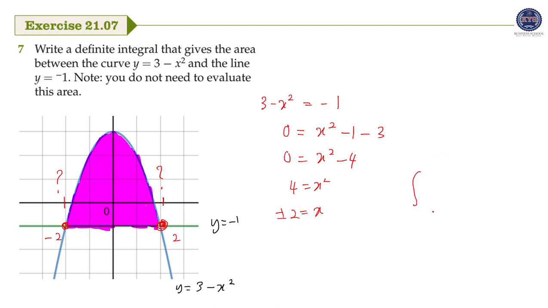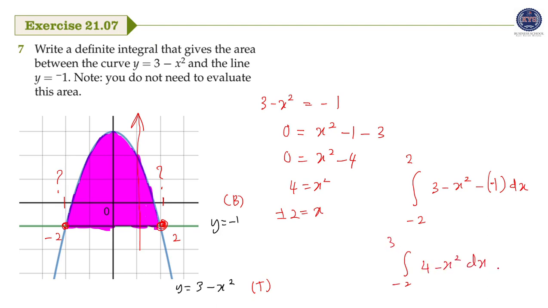So evaluate negative 2 and positive 2 by using the vertical line test. Top function is this one and the bottom function is y equal to negative 1. So therefore the function will be 3 minus x squared minus negative 1. Okay, minus negative 1. So you will get negative 2 to 2, 4 minus x squared dx. Okay.